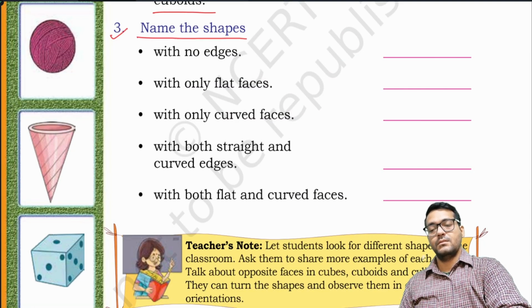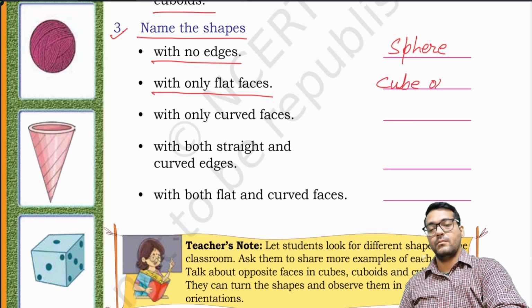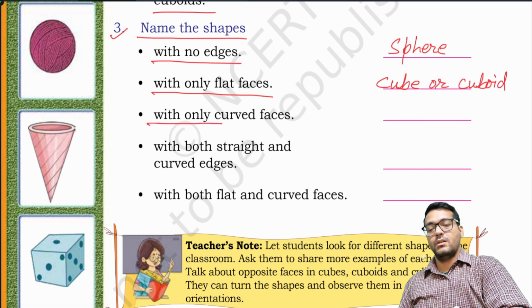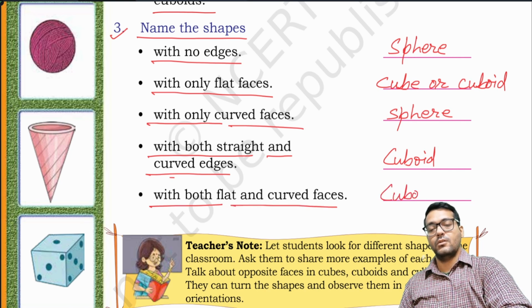Third, name the shapes with no edges, that is sphere. With only flat faces, that could be cube or cuboid. With only curved faces, that could be sphere. With both straight and curved edges, that could be a cuboid or cone. With both flat and curved faces, that could be also cuboid or cone.